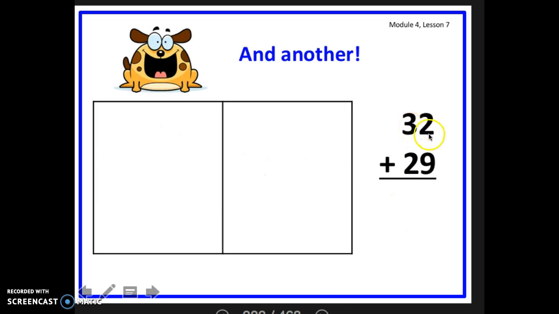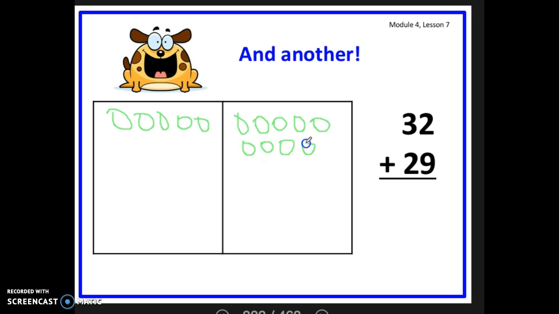Okay, 32 plus 29. Solve it. Come back when you're ready. Okay, so you should have built 32: 10, 20, 30, 31, 32. Built 29: 10, 20, 21, 22, 23, 24, 25, 26, 27, 28, 29.